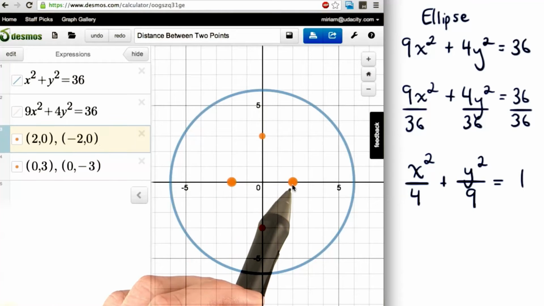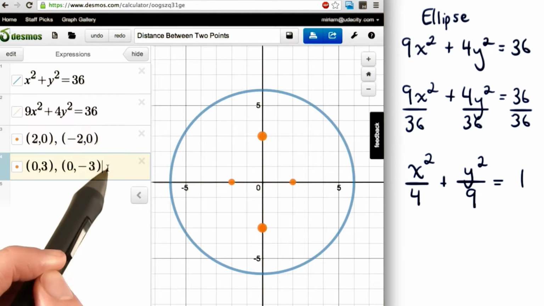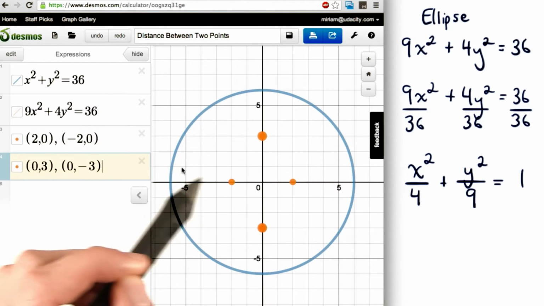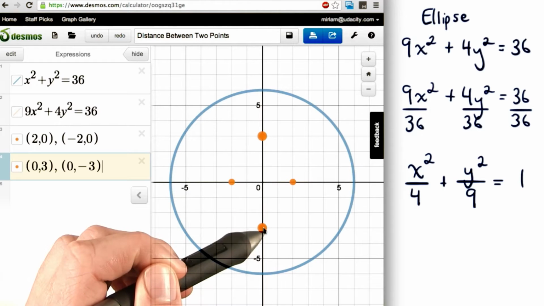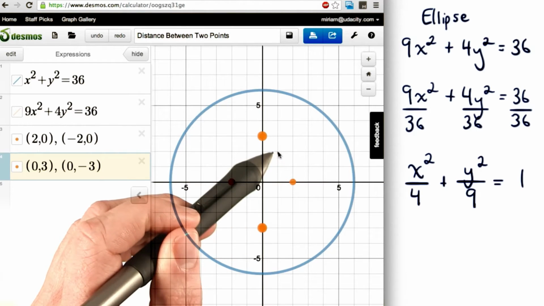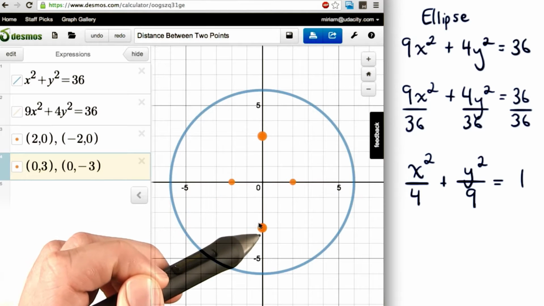So these 2 points were our x-intercepts at (2, 0) and (-2, 0). And these 2 points are the y-intercepts. They're at (0, 3) and (0, -3). Now we can connect these points with a smooth curve, and then we'll have our ellipse.